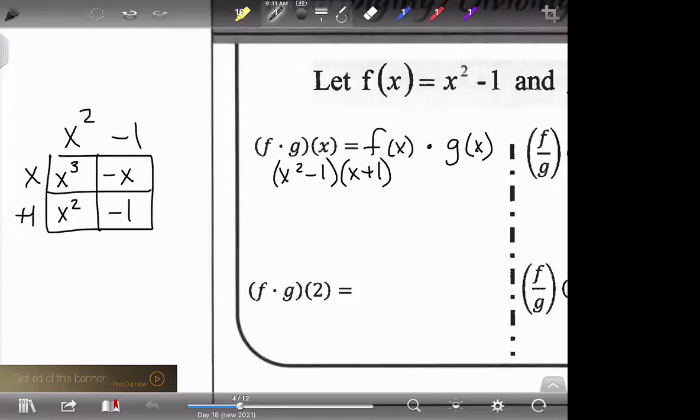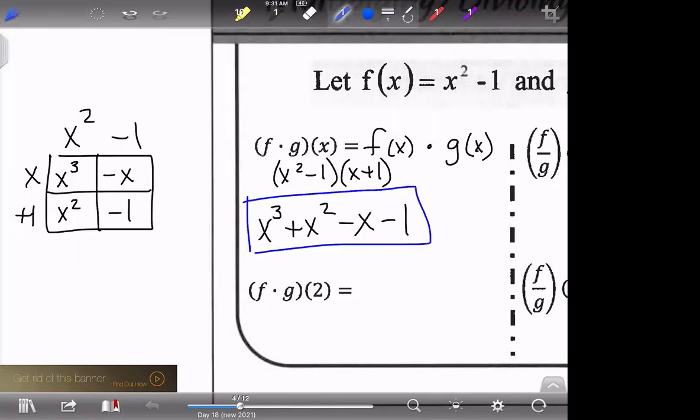So when you fill out your box, you should end up with x squared, a negative x, a positive x squared, and a negative 1. So when we write our final answer back over with the question, we're going to write our terms in descending order. So we're going to start with x to the third, plus x squared because it's positive, minus x because of the negative x there, and then minus 1. And this right here is my answer for f times g of x.